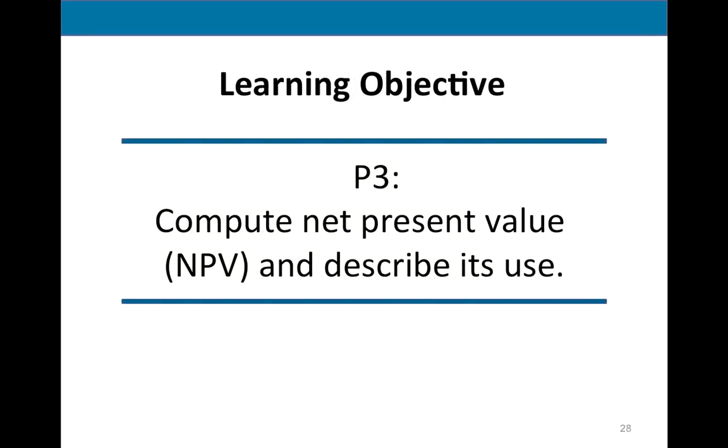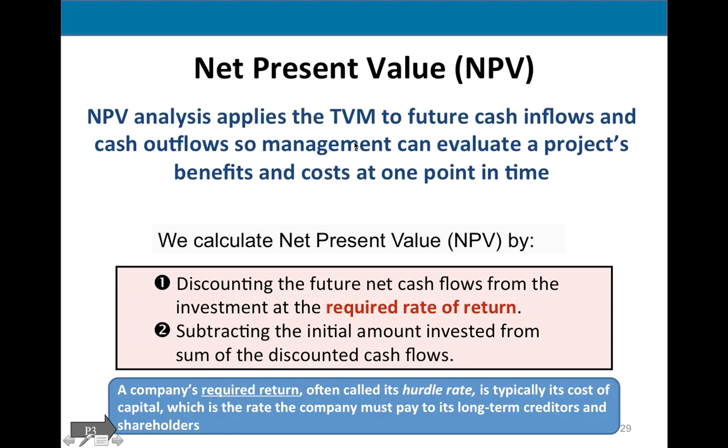Now we're moving to the last two methods, which actually are better methods because they do look into the time value of money. And this is one of the most widely used methods, called NPV, net present value. Net present value analysis applies the time value of money to future cash inflows. It brings future values of cash into present value amounts and cash outflows, so the management can evaluate the project's benefits and costs at the current time. So this is how we calculate NPV.